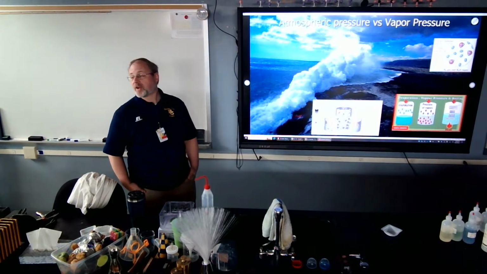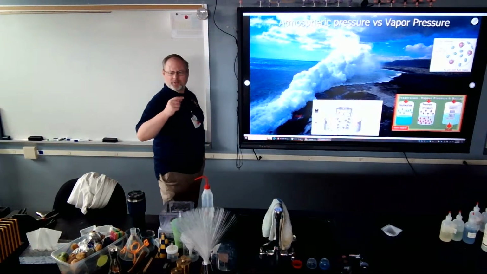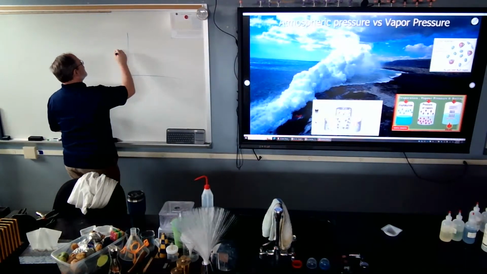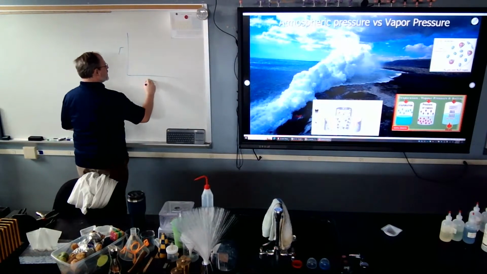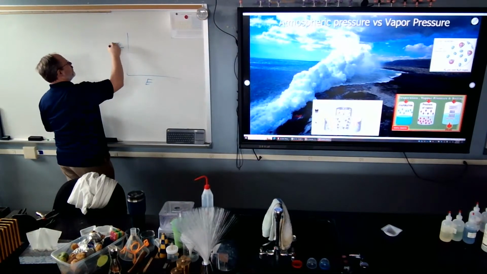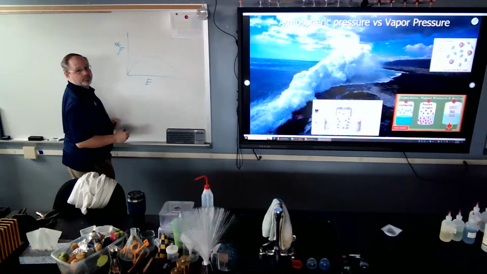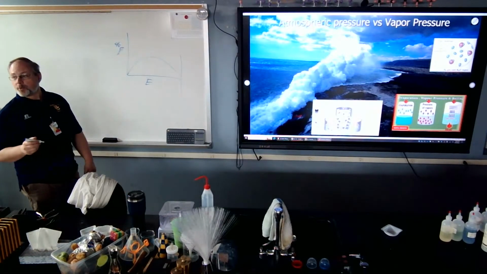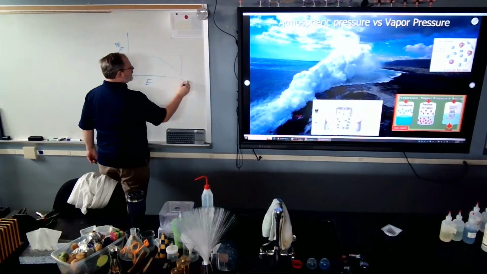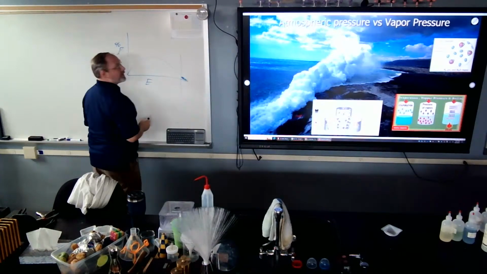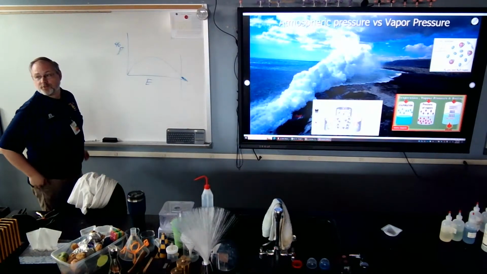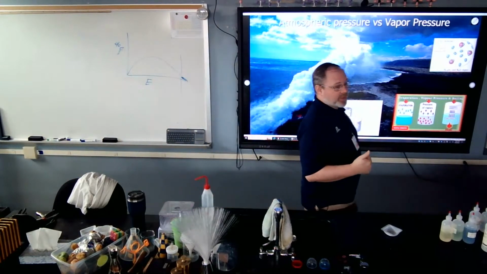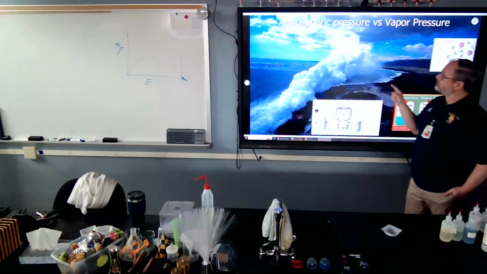All liquids exert a tiny amount of vapor pressure. Remember that little chunk of the distribution? Remember we had the distribution with energy and then number or percent, and it went like that. And I said, how come even though the water's not at boiling, it'll actually evaporate? And we learned that there's this tiny little section right there that has enough energy to get into the gas phase. Well, that tiny little section is what creates a vapor pressure.